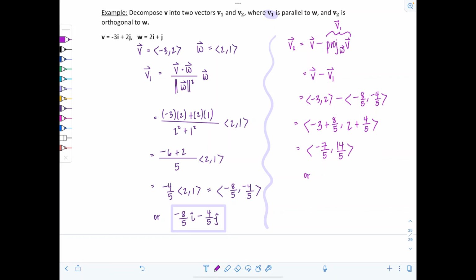Okay, or -7/5 i hat plus 14/5 j hat. Beautiful.